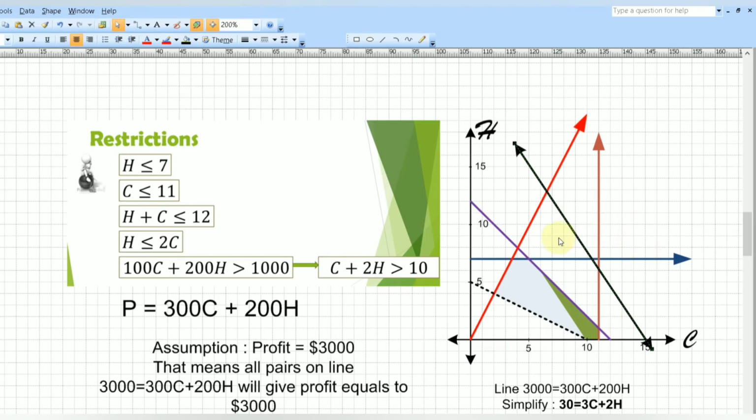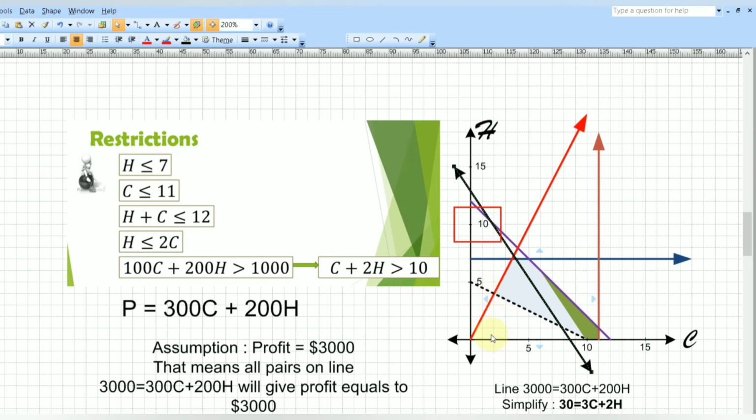But if I want to find the least possible profit, it means I will slide it to the left, since it is going lower and lower profit here, and find the last pair it touched. So when I slide it left, it seems like 2 comma 4 is the pair that gives us the least possible value of profit.